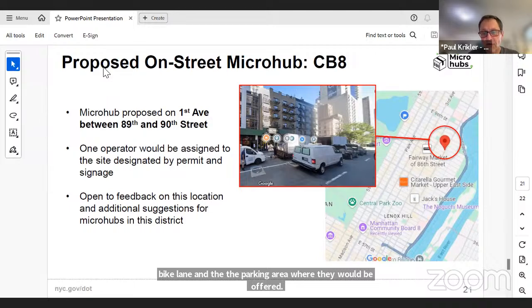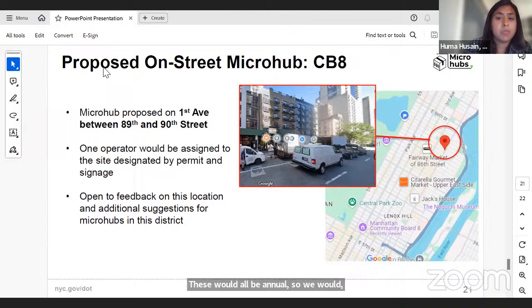How long would the pilot be for? These would all be annual permits, so we would designate the space for a year, but the pilot is 3 years. So if the site is doing well, we could re-up the permit for 1 more year or 2 more years, or move the site. Again, it's a pilot, so we're trying to test both the siting and the operations of the actual space. Thank you very much, Uma.